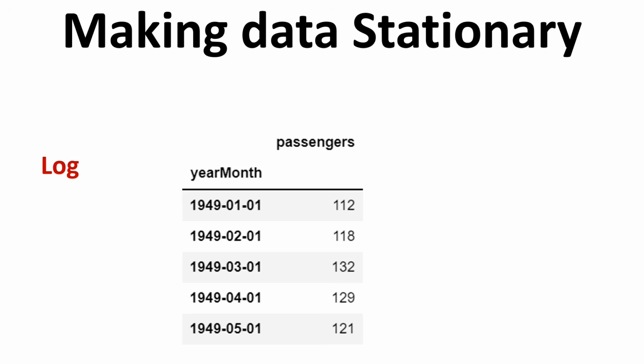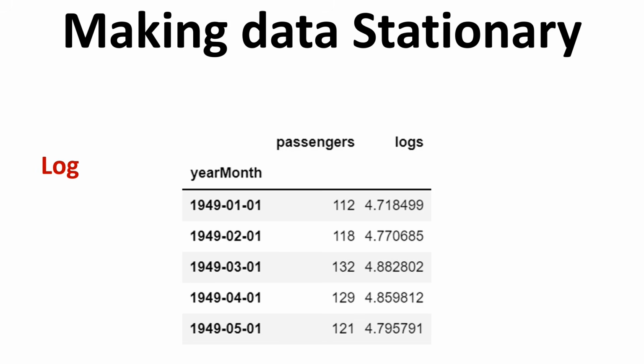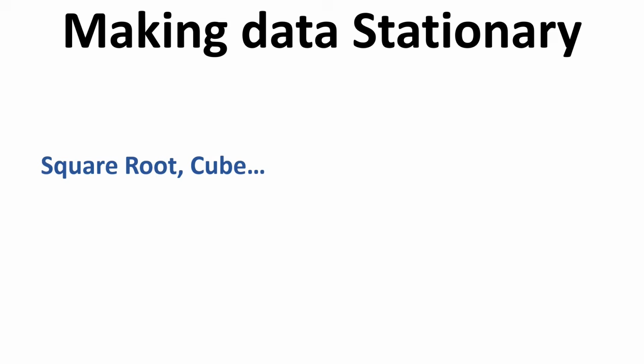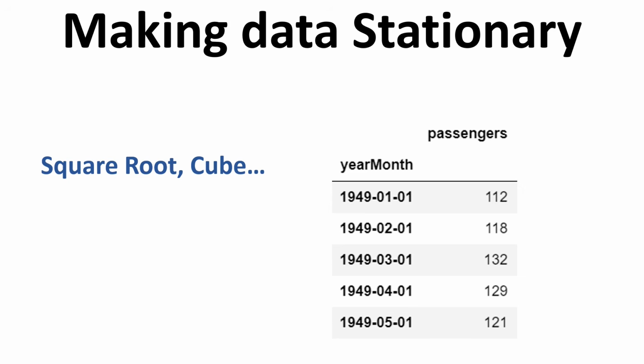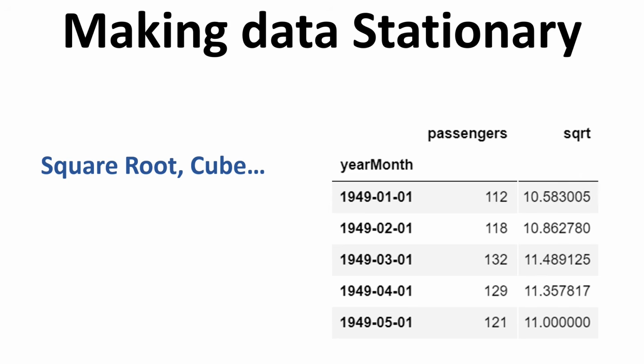Same happens with log. In logs, what we do is we simply find the log of the dependent variable, and then again we do the stationary test. If it looks fine, we can go ahead and build. The same goes for finding the square root, cube, etc. You simply find the square root, or in a similar fashion you can also find the cube. Here I have just shown square root, and if this does not work, you can also find the difference. Instead of using the actual value of passengers, you can try to use the log value of this and then square root that, and then find the difference and check the stationarity. So there are multiple ways.